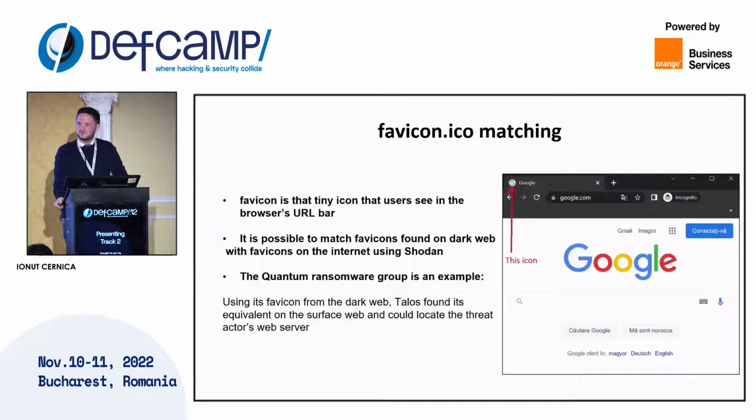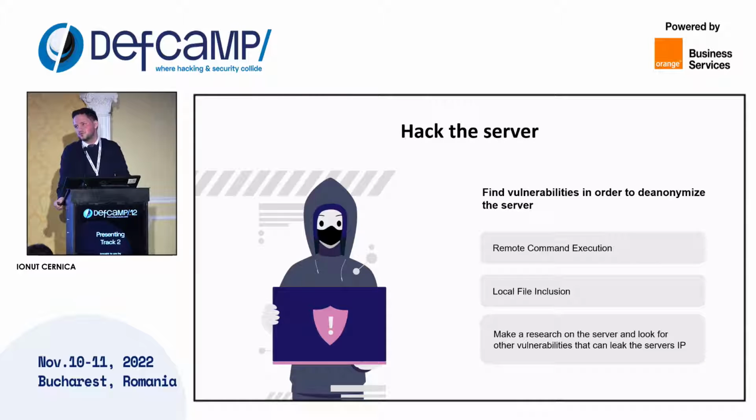Favicon is that tiny image from the URL bar, and it is possible to make a hash of it and find it on Shodan, because Shodan indexes such hashes. An example of this is the Quantum Ransomware Group, whose server was located by Talos, just by finding the hash of the favicon of the ransomware website, which was on TOR.